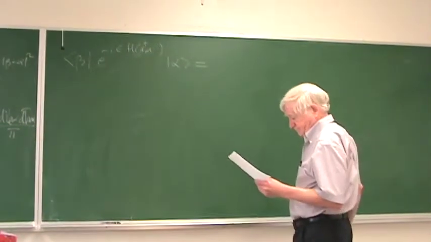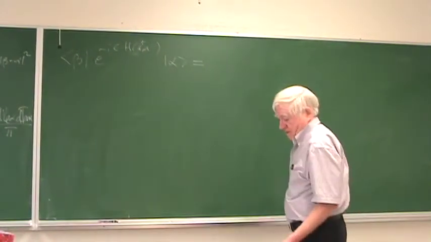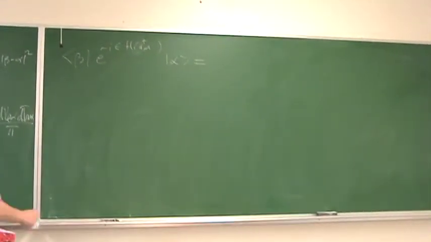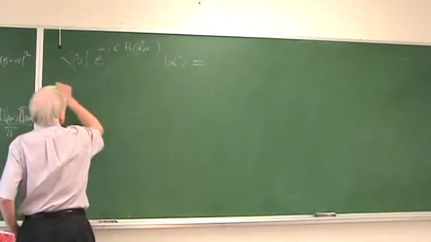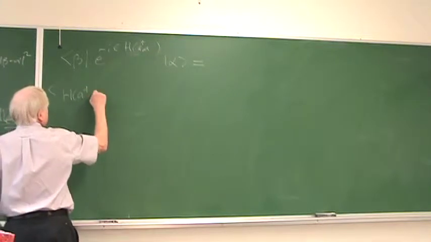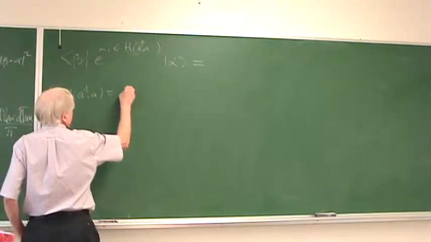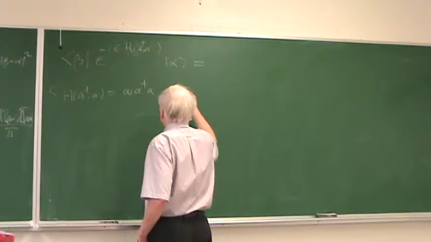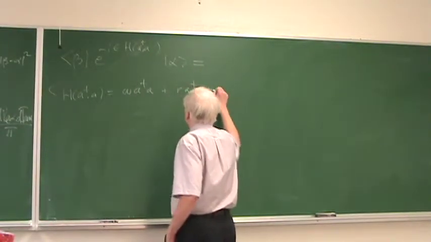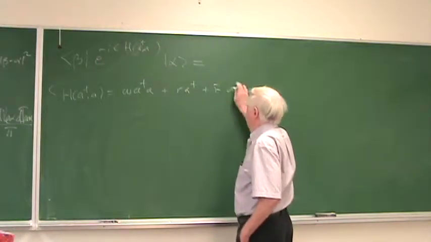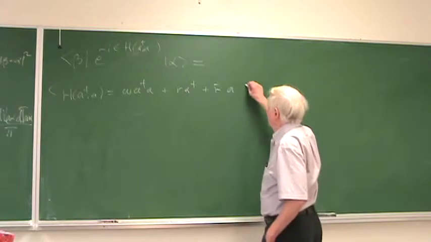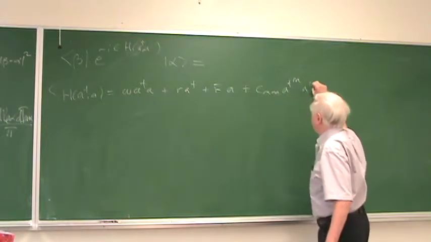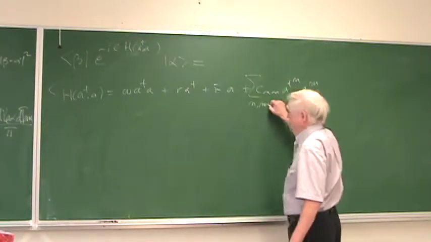Well, we're being cavalier here to order epsilon. So what happens? Well, first of all, I want this thing to be normally ordered. So H of a dagger a might be omega a dagger a. It might be some other term, say, R a dagger plus, I guess it would have to be R star a, because it has to be Hermitian. But it could have terms like C_NM, a dagger to the N, a to the M, summed on N and M.